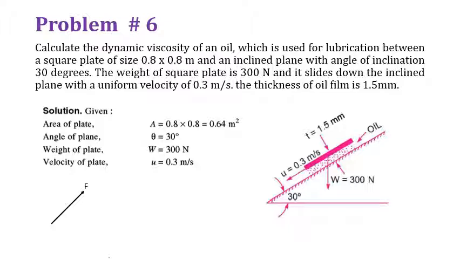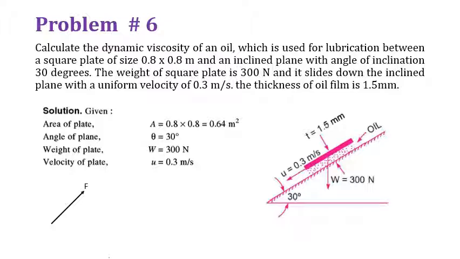So this square plate is sliding down the inclined plane, and the space between them is filled with an oil which is used for lubrication purposes. The thickness of this oil film is 1.5 millimeter, and we need to determine the dynamic viscosity of the oil. The weight of the square plate is given. It is acting vertically downward. The weight is always vertically downward.